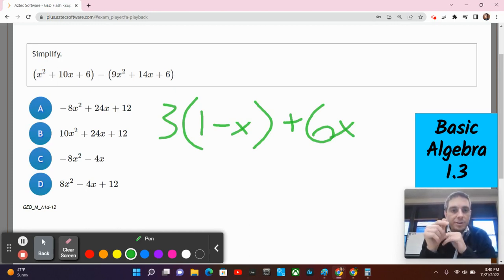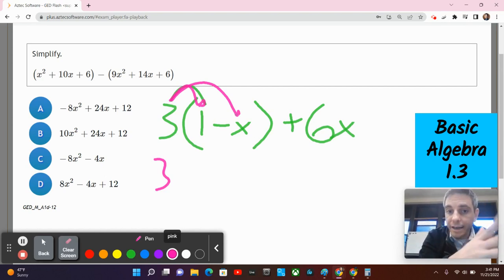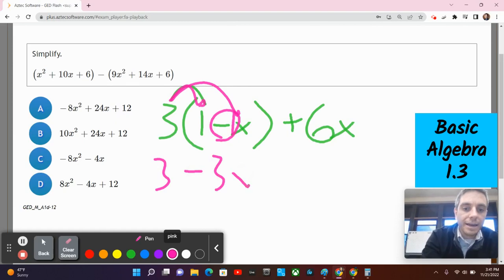First step, break open parentheses. We're going to do 3 times 1 and 3 times this minus x. So 3 times 1, and it says minus x on the inside. So 3 times negative 1x, or minus 1x, which is negative 3x. It's a little tricky there, but 3 times minus x is negative 3x.